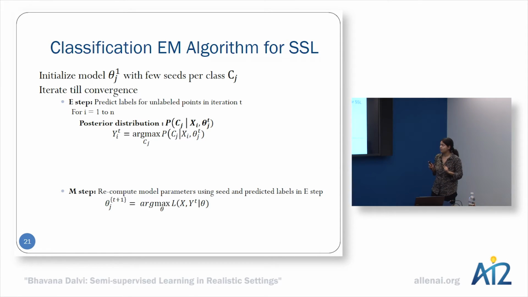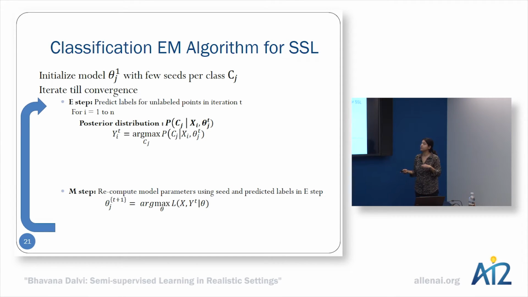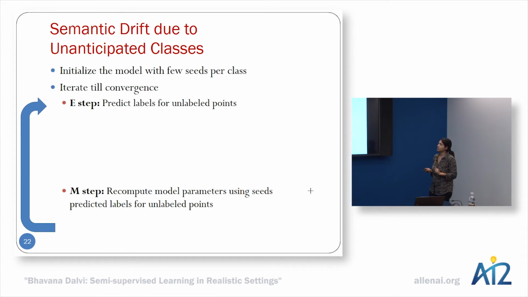In the M step, we recompute the model parameters. Here the parameters theta j for class j are computed for the next iteration t plus 1, based on which parameter values give the maximum likelihood of seeing this data and the labels predicted in this iteration. This process is iterated till we converge on the log data likelihood. So this is the classification EM algorithm.